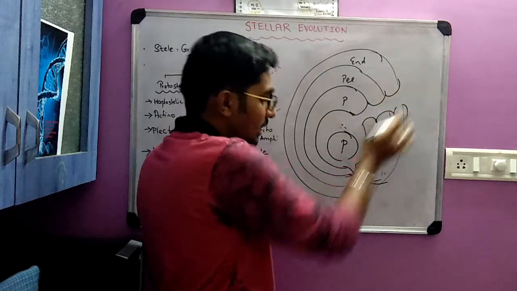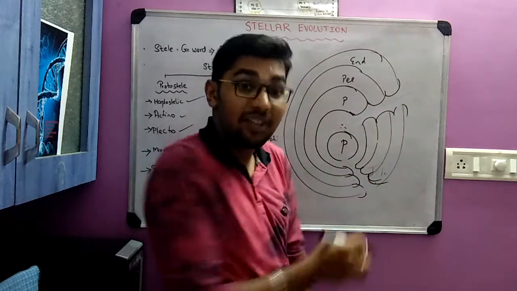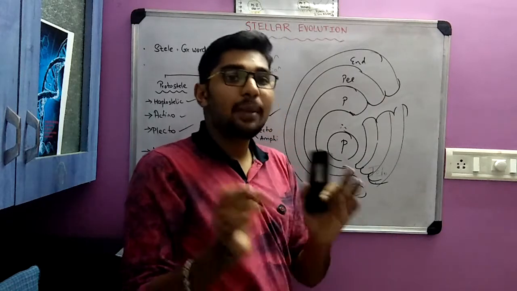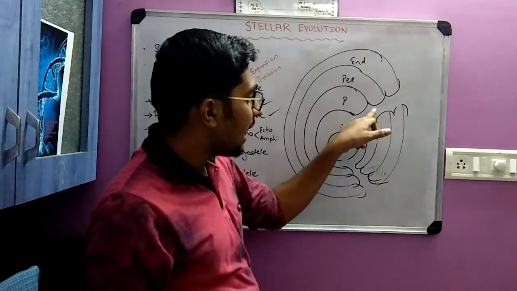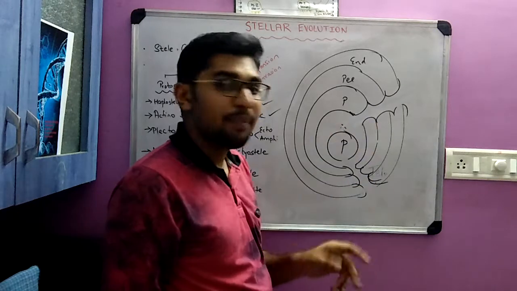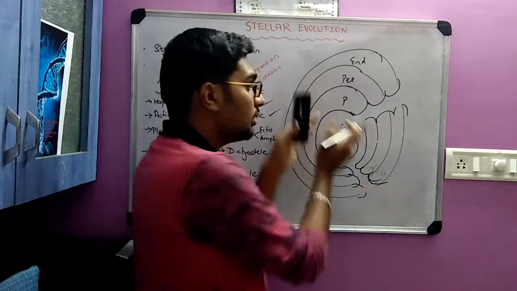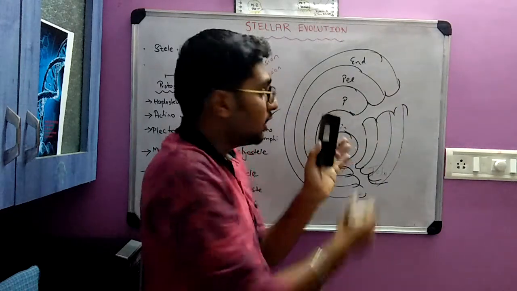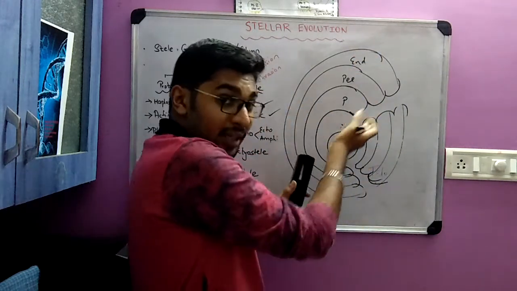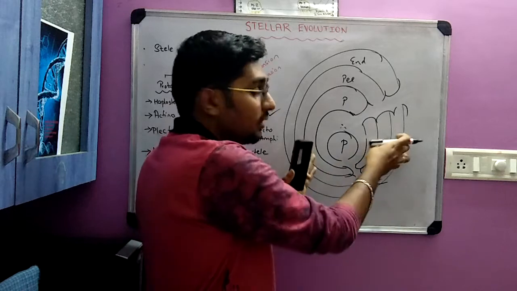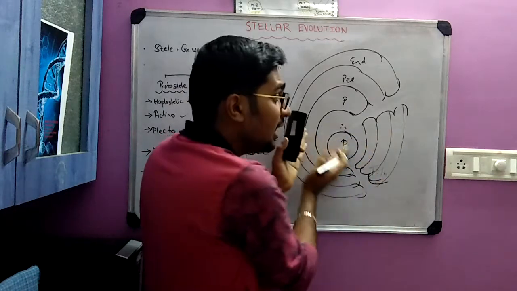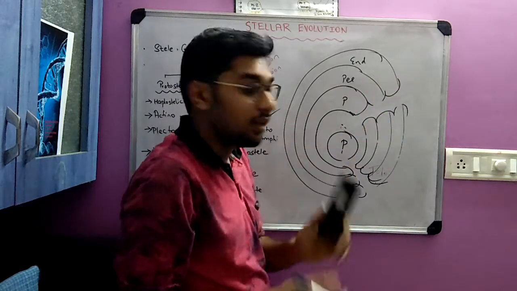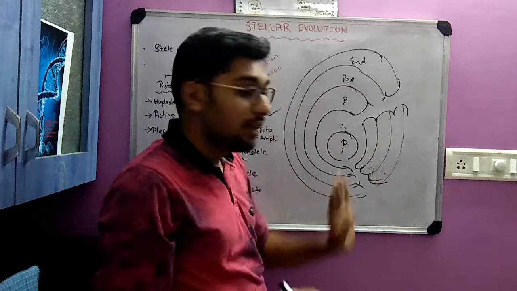So this is your leaf gap. So this becomes a leaf trace. You have to remember leaf gap and leaf trace. This is a gap, so you have leaf gap. This is a leaf trace. So this gets branched and this part goes to the leaf. So this is the main stem. From the main stem the vascular bundle is broken, and this leaf gap vascular bundle traverses to the leaf. That is called leaf gap and leaf trace.